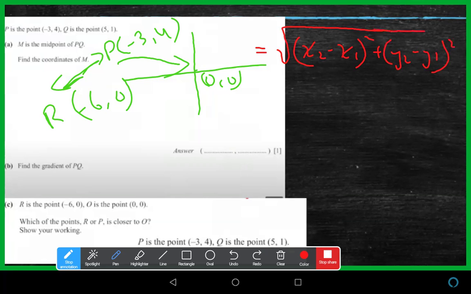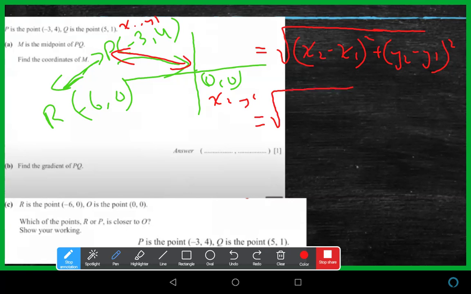Using this formula, we can find which point is closer to O. So how can we use this? First, I will find the distance between P and O. This will be x1 and y1, and this point will be x2 and y2. I hope everything is clear in this one. Now we just need to put in the values.